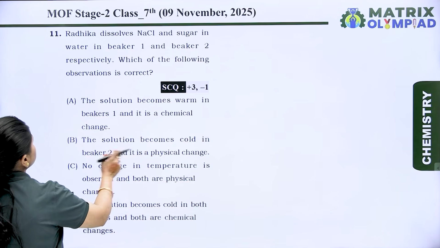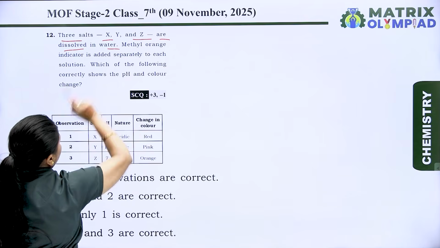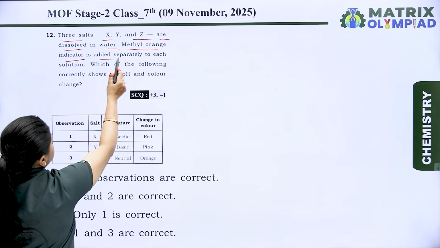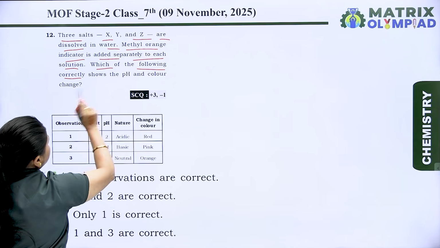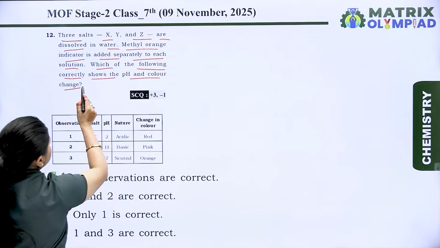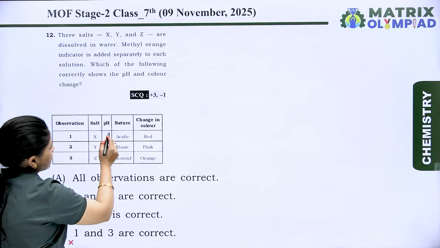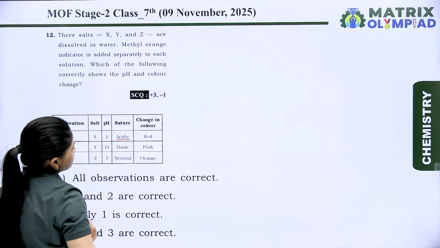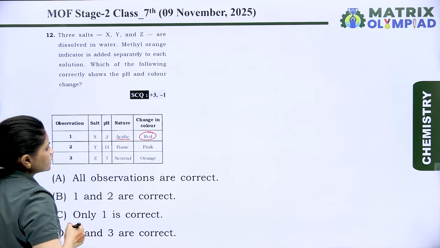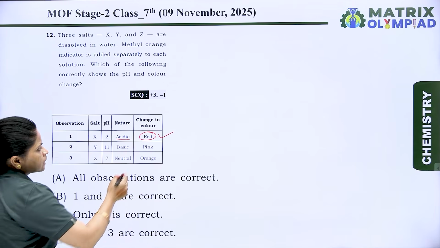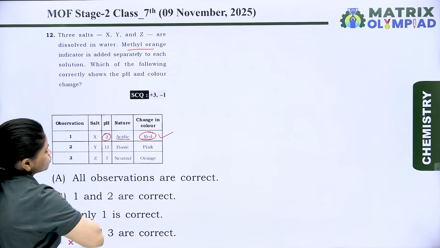Now the next question. Three salts X, Y and Z are dissolved in water. Methyl orange indicator is added separately to each solution. Which of the following correctly shows the pH and color change? This is the table in which X has pH 2 and shows acidic nature, and the change in color given is red, and this is correct for acid. In methyl orange, acid will give red, having pH 2.